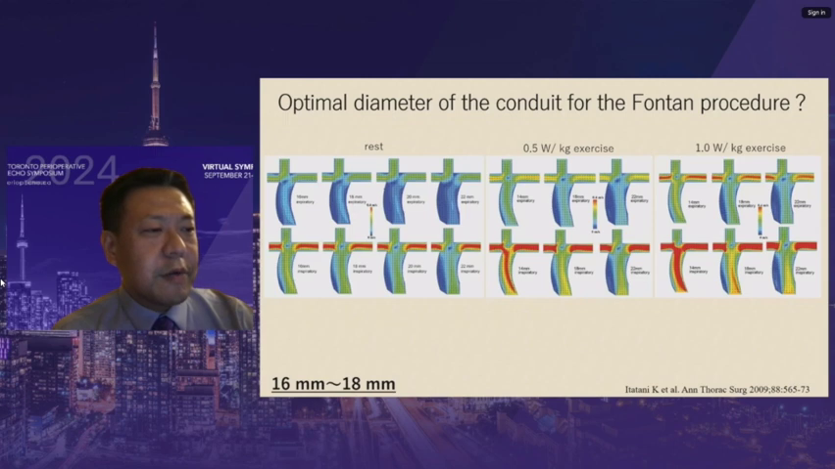Furthermore, Itatani conducted CFD analysis on Fontan models with conduits of various diameters, calculating energy loss values and the volume of stagnant blood flow within the conduit, and demonstrated that a diameter of 16 to 18 millimeters is optimal for the conduit. Next slide.